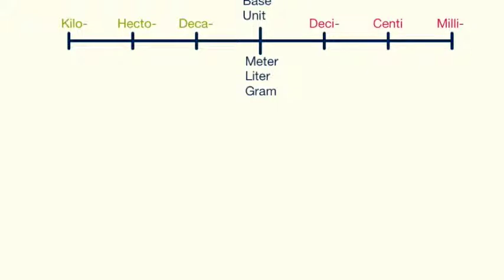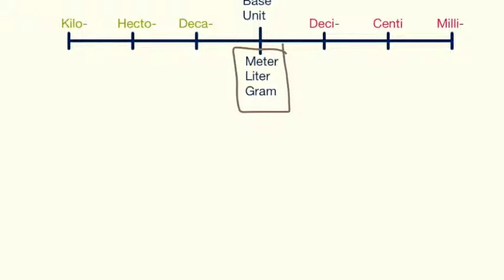Okay, so here's our metric system number line. It's actually a tool that's really easy to use, guys. In the middle we have our base units. Our base units for distance is meter, for volume is liter, and for mass, which is how much stuff there is, gram. And when we talk about base unit, we're talking about everything we base our prefixes after.